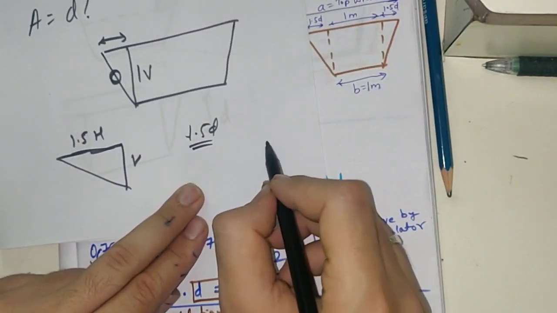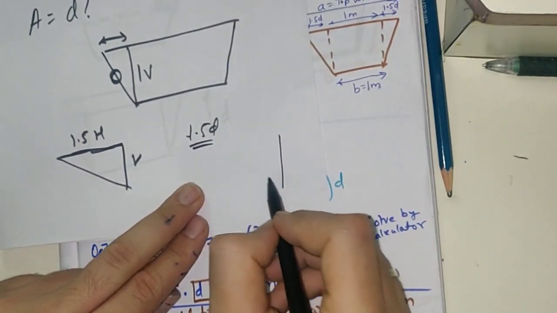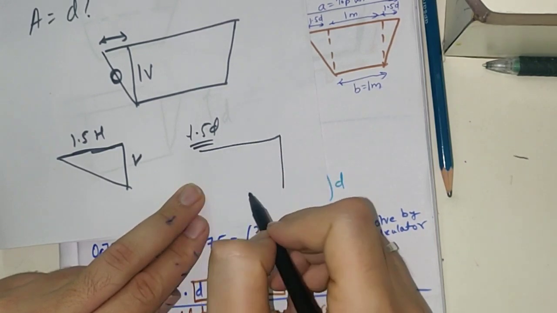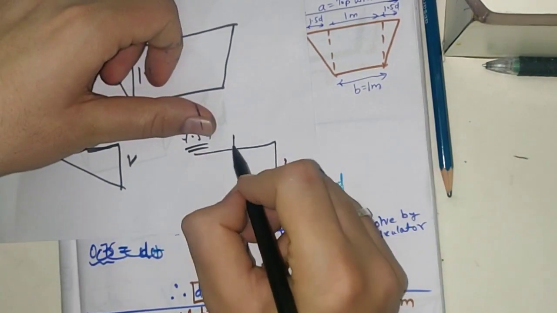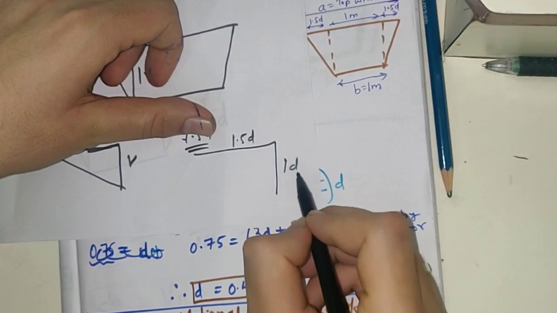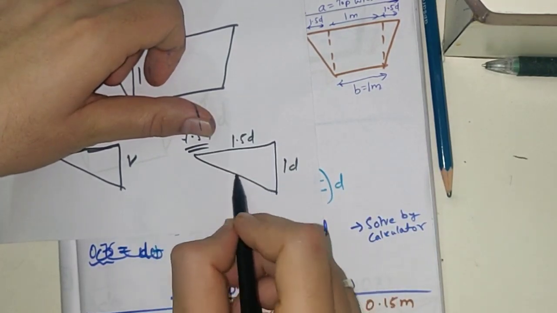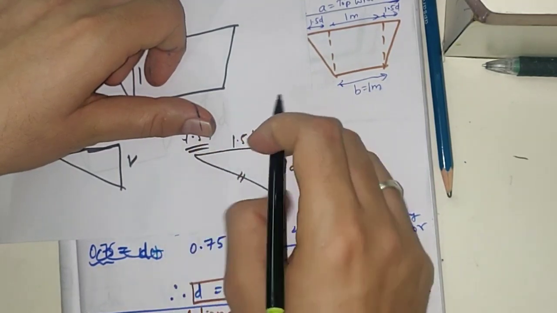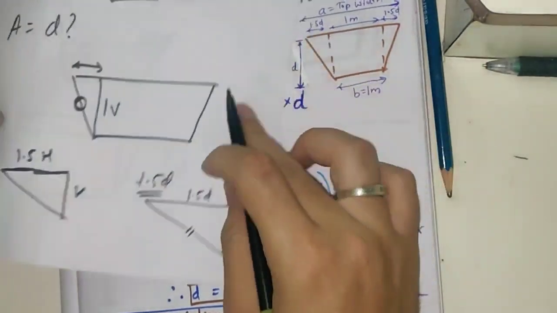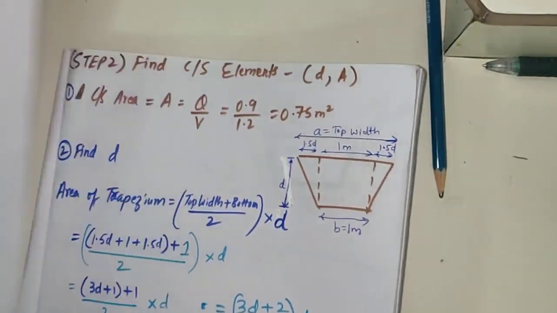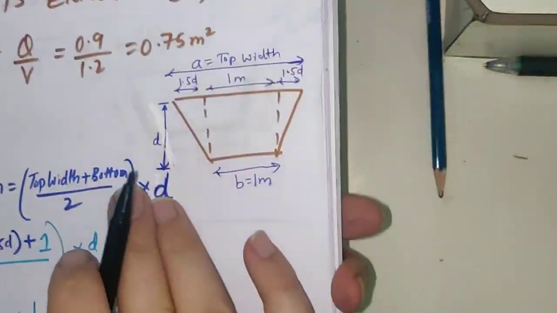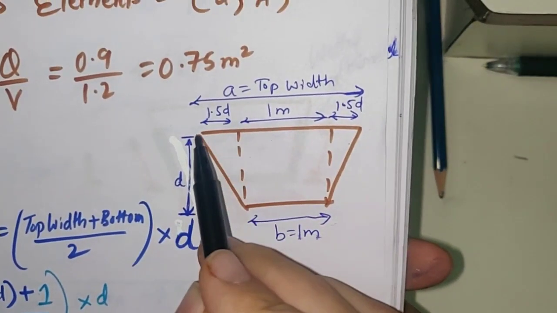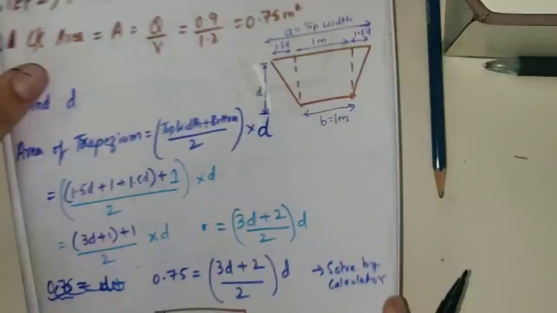Again I am saying, 1 vertical, 1.5 horizontal. So if this is 1 D, this will be 1.5 D. And this is the slope. This slope is what? 1 vertical is to 1.5 horizontal. That's why here, if you see, 1 vertical is to 1.5 horizontal.